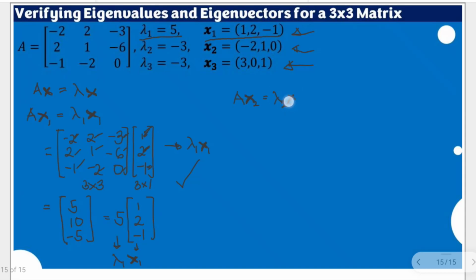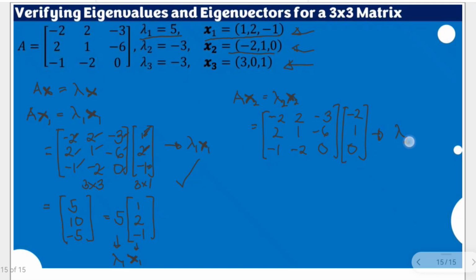Second pair. So we need to show this. Sorry, that's lambda 2. So A times your second vector. A is the same thing: negative 2, 2, negative 3, 2, 1, negative 6, negative 1, negative 2, 0, to be multiplied with your second vector, negative 2, 1, and 0. Again, the result should be the product of lambda sub 2 and the same vector. The result will be 3 by 1, since we are multiplying a 3 by 3 matrix by a 3 by 1 matrix.